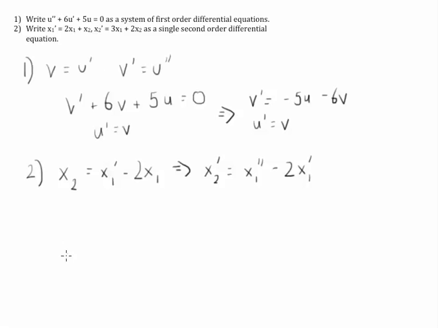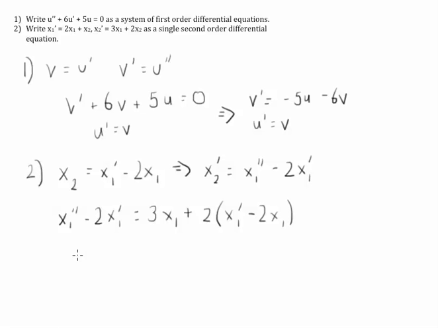Now that we have that, let's plug everything into this second differential equation. So x2 prime we just found. That is x1 double prime minus 2x1 prime equals 3x1 plus twice x2. And let's plug in what x2 is from over here. That is x1 prime minus twice x1.